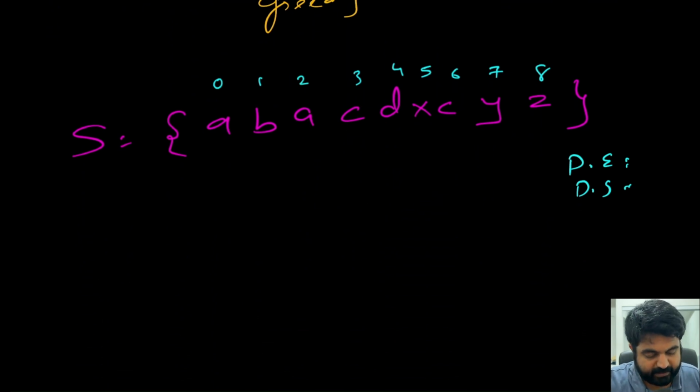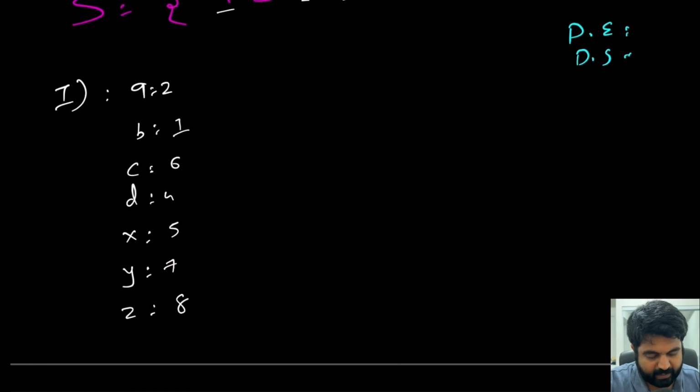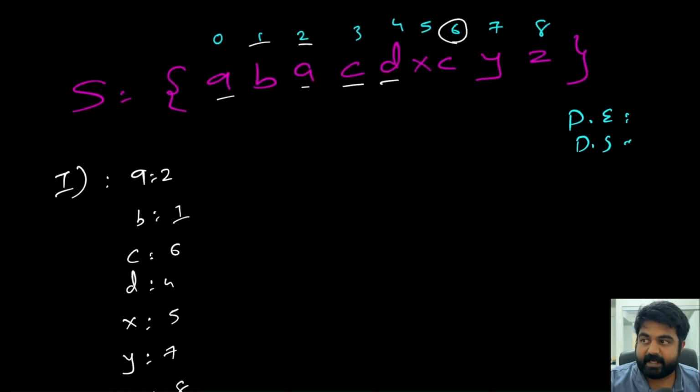So let's first identify our first step, that is to find the last occurrence for every single unique character. So let's say that for A, the last occurrence is going to be index number 2. For B, the last occurrence is going to be index position number 1. Okay, so now we have our list of last occurrences for every single character.